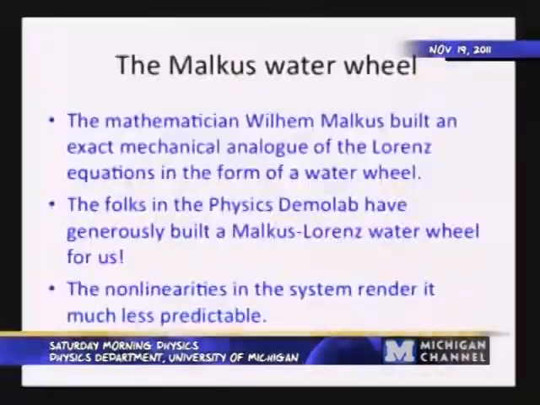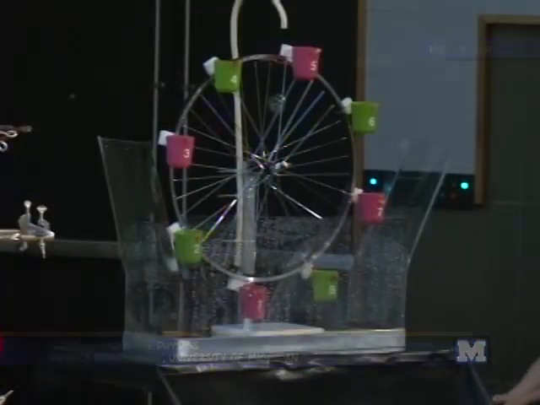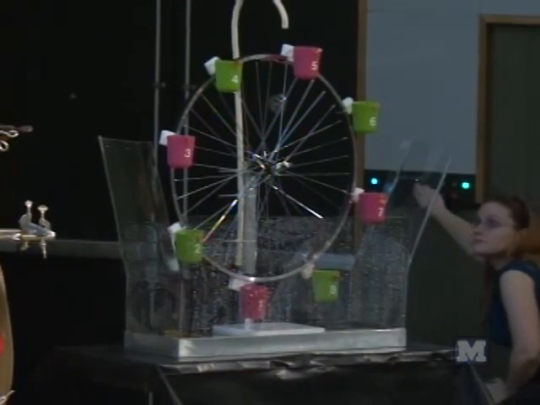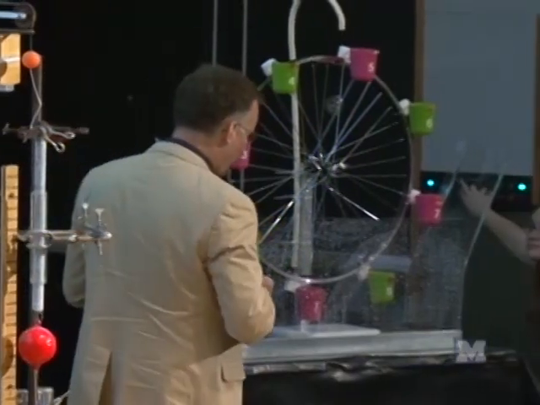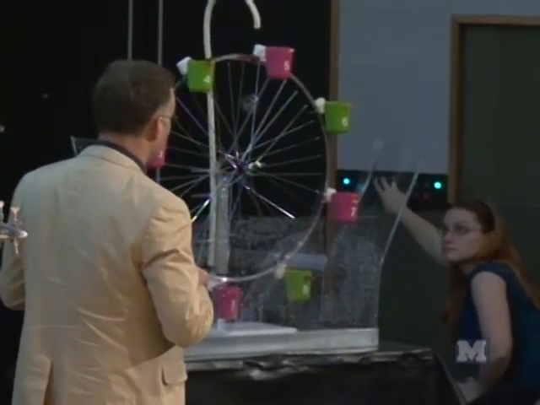If you want to write this down, if you're really interested in this, you can go to YouTube and type Lorenz-Malkus water wheel and see all kinds of animations of it, but we also have a real one built right here. This water wheel system is an exact analog of the Lorenz equations. It has three governing constants, just like the Lorenz equations, and as you'll see, it's very unpredictable.